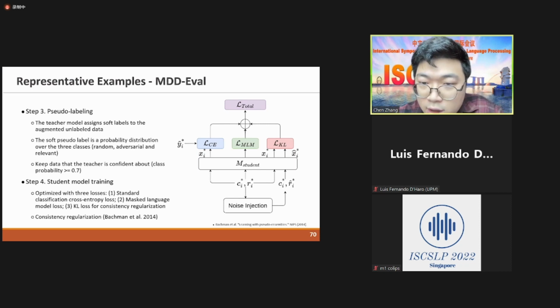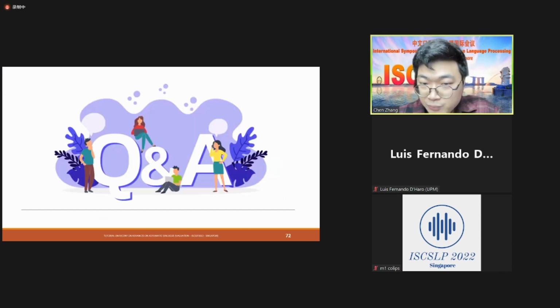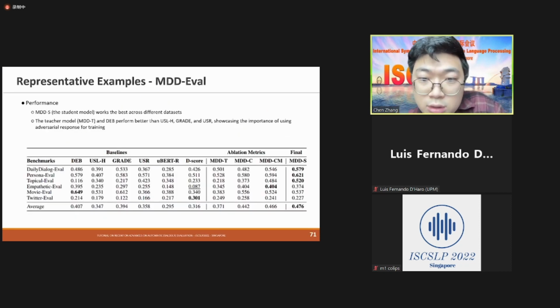So that's basically the whole procedure of MDD-Eval. In terms of performance, we can see here MDD-S is the final student model, and MDD-T is the teacher model, which is trained on human-labeled data. And we also compare with DEB, which is trained on the DailyDialog data, and the USL-H and the USR here, which we introduced previously, and D-score, which we also introduced.